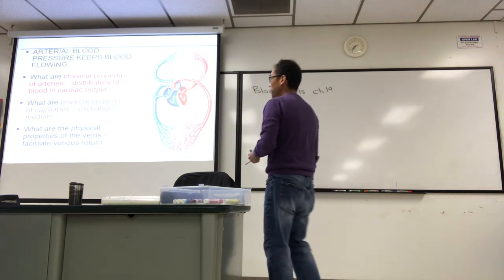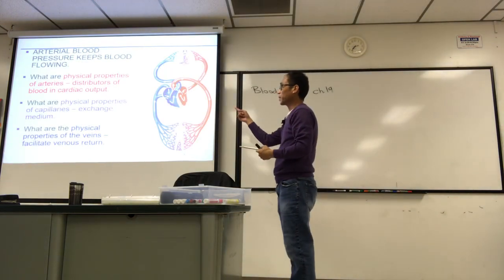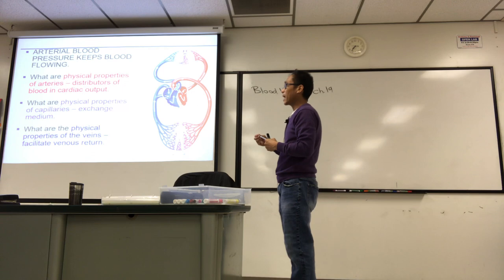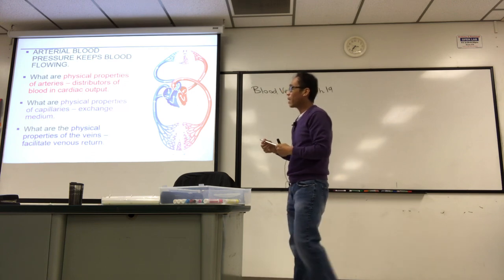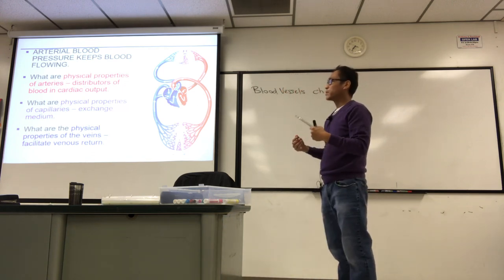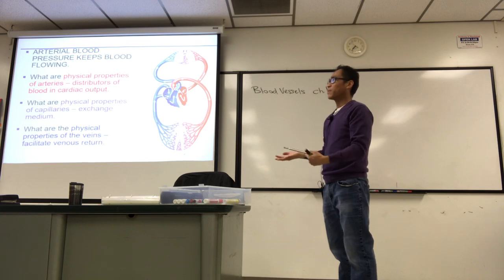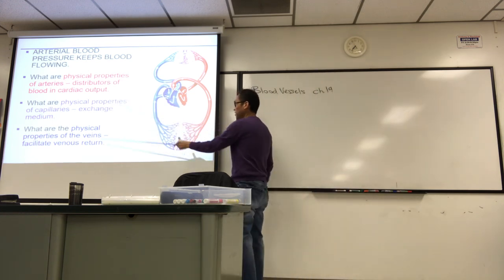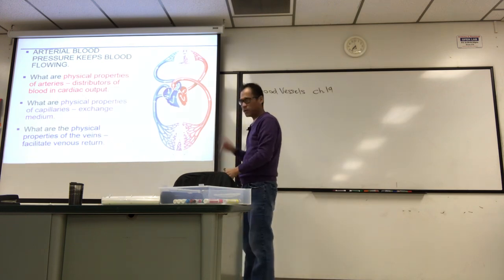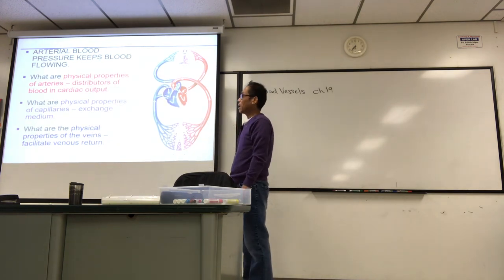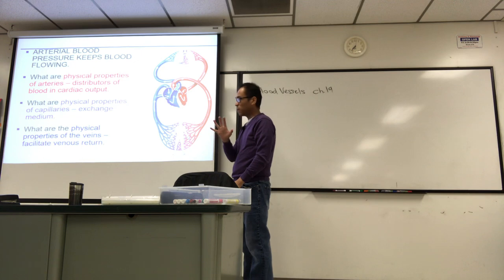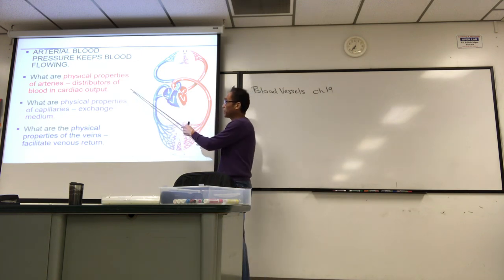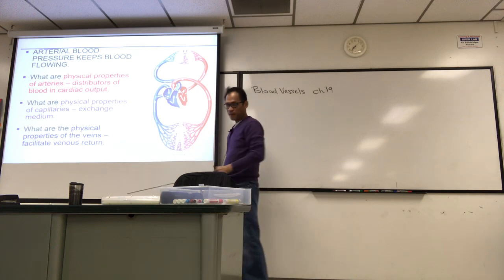All right, so this slide shows a review of circulation, which I've already taught. We've already mentioned arteries, capillaries, veins, back to the heart, right? The arteries carry the cardiac output, and the veins provide the venous return. Now, these should not be new concepts, but what we will do is be more detailed about the physical properties of the blood vessels, the arteries, the capillaries, and the veins.